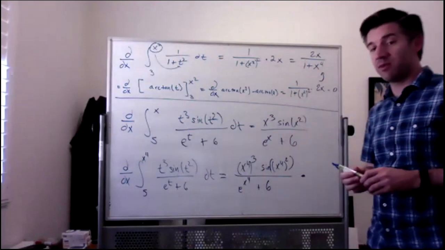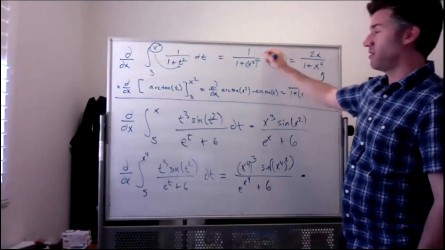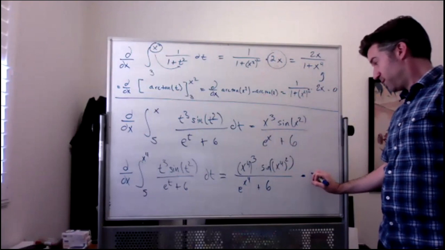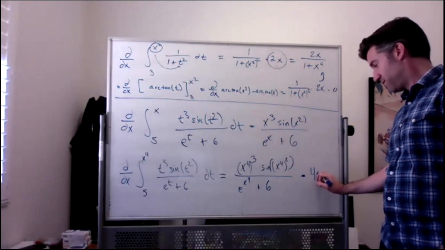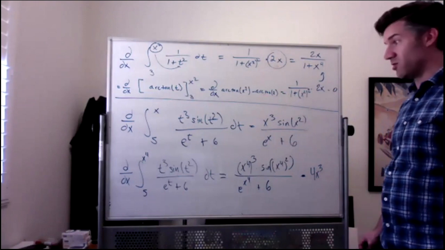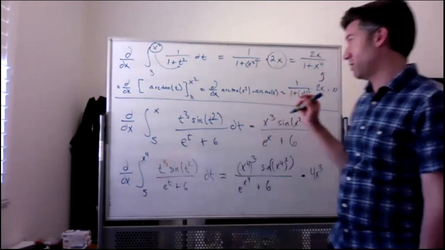I need to do something with a chain rule. I remember how on this one I multiplied by 2x at the end. This one I'm going to have to multiply by 4x cubed, right? The derivative of x to the 4th. Yes, I can totally talk about the arctangent one again.